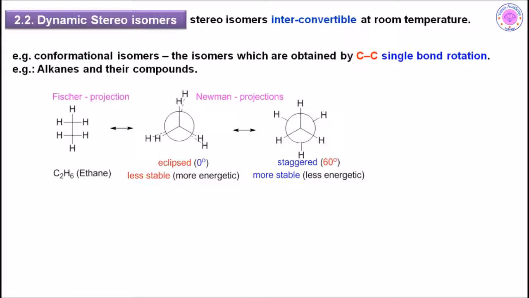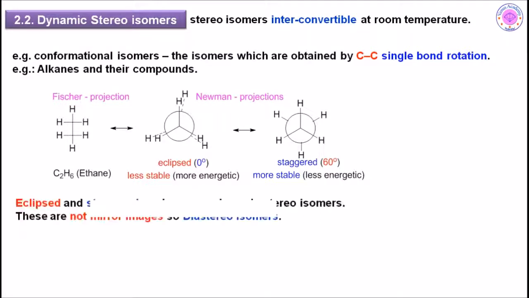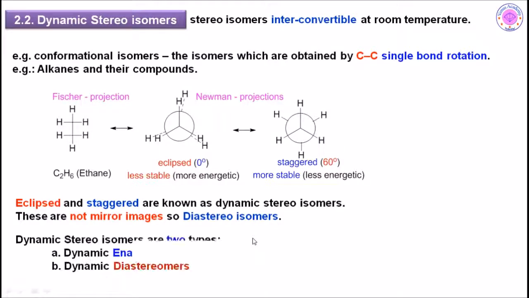These isomers are obtained by C-C single bond rotation, or conformational isomers. Dynamic stereoisomers are conformational isomers. Eclipsed and staggered are known as dynamic stereoisomers. These two are dynamic stereoisomers. Are they mirror images? No, they are not mirror images. Then what is the name given to them? Diastereomers. Right, friends?